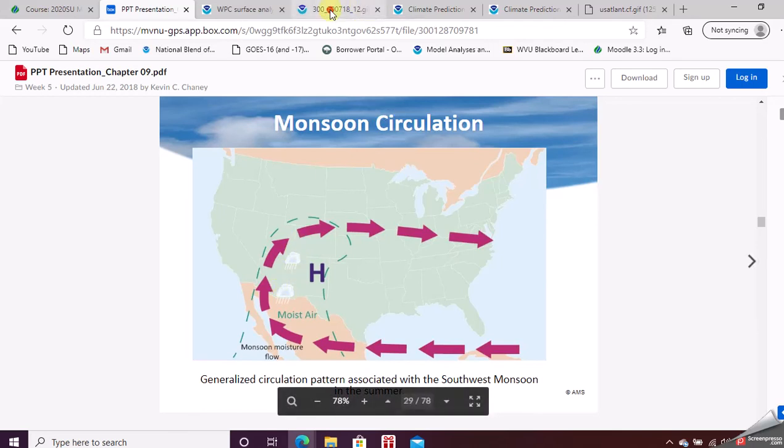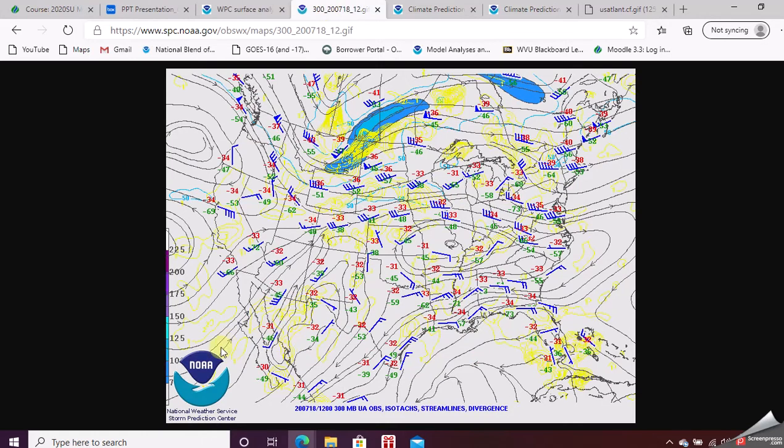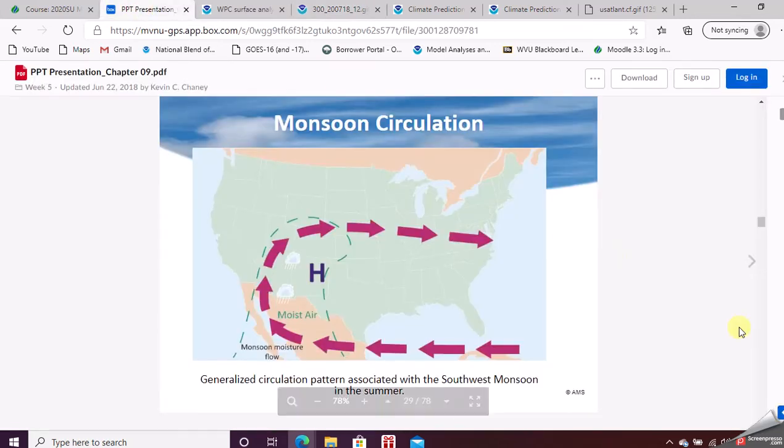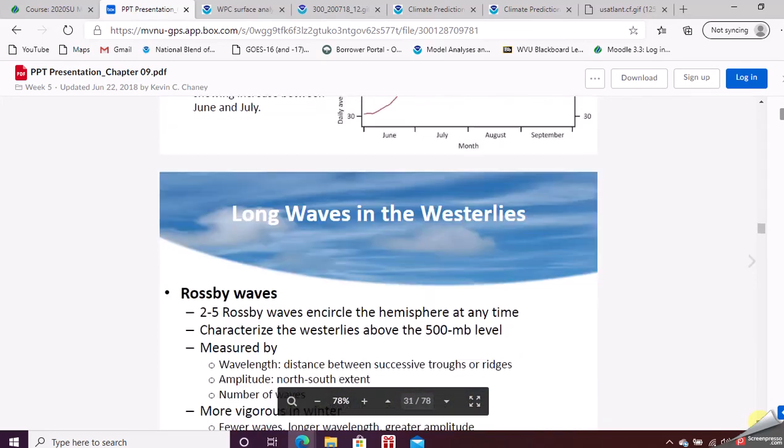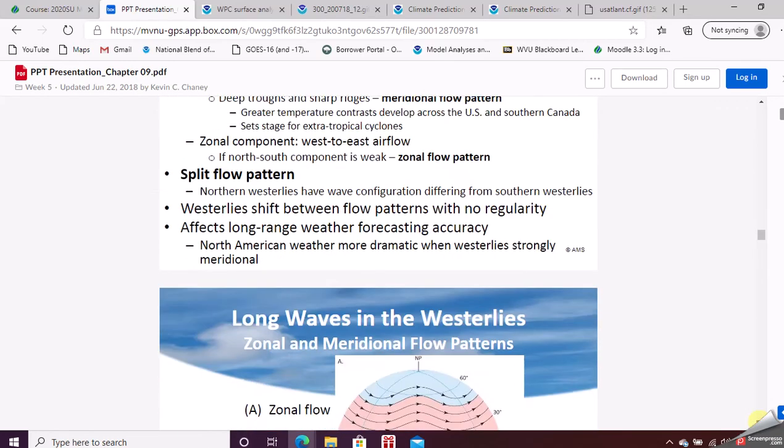And if you were to look at the 300 millibar today, you're actually starting to see some winds coming out of the subtropics, out of the Pacific and up into that area. See them coming across from the Atlantic. There's big high pressure over that area. So you're actually seeing the beginnings of the North American monsoon right now. Okay, moving on here a little faster. We talk about long waves and Rossby waves.